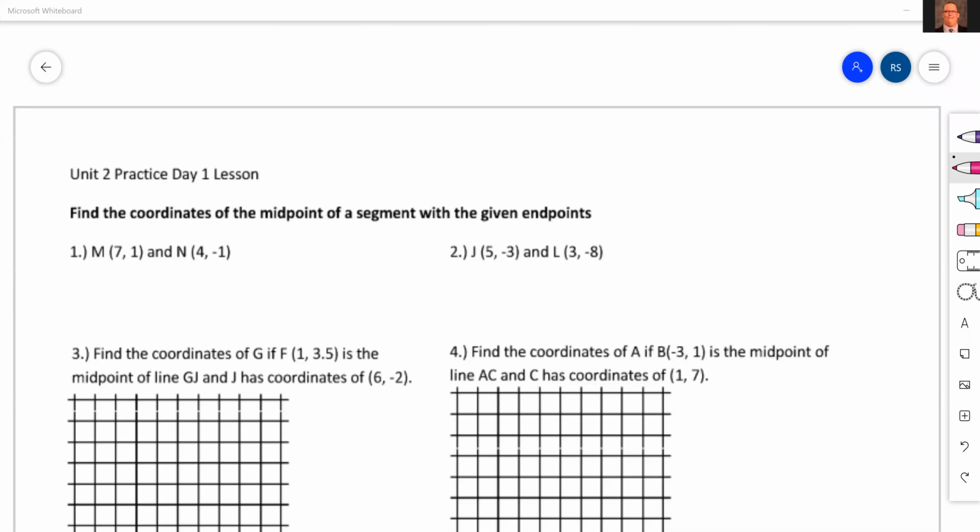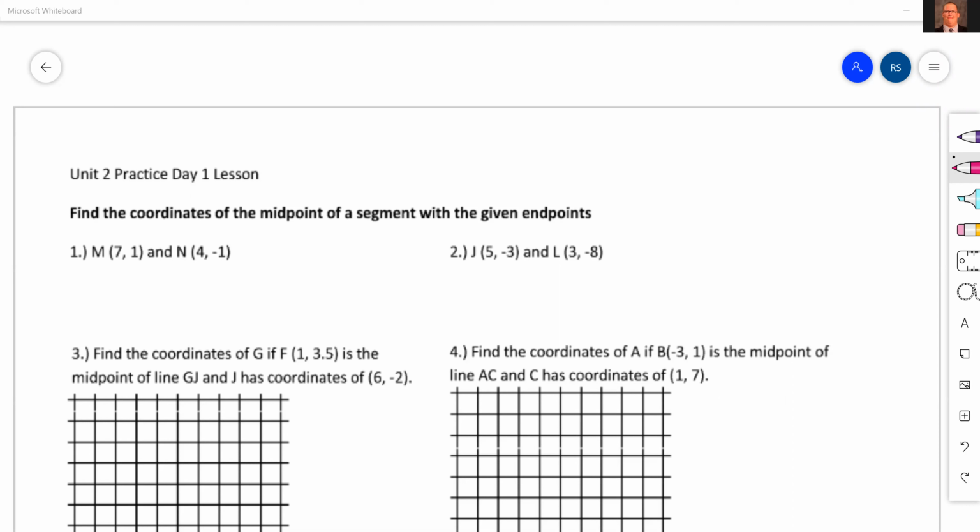Okay, so let's look at the Unit 2 Practice Day lesson. This is kind of recapping everything we have done this unit. We're going to touch on pretty much everything, one or two problems of each, and we'll go from there. And for the most part, we'll go in order even.